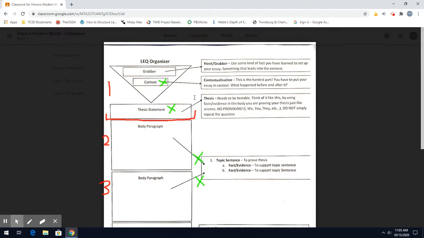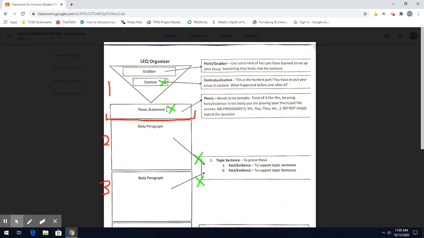The most important part is the thesis statement. Your thesis needs to be testable. It needs to be able to be proven by the facts and evidence that you will give. So when you're doing your thesis statement, you want it to be specific enough that it answers the whole question, but not so specific that you've limited yourself. That's why I kind of made this part a triangle. You're going from very, very broad to specific with your thesis statement.